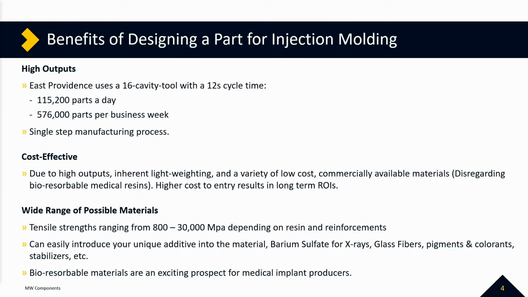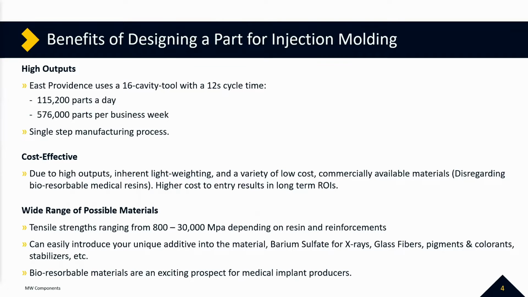Here at East Providence, one of our tools has 16 cavities. That means for every shot, you are making 16 parts in 12 seconds. So every 12 seconds, 16 parts come out of the tool. That's 115,000 parts a day, 576,000 parts per business week. That's really good in terms of cost effectiveness, we get these high outputs.